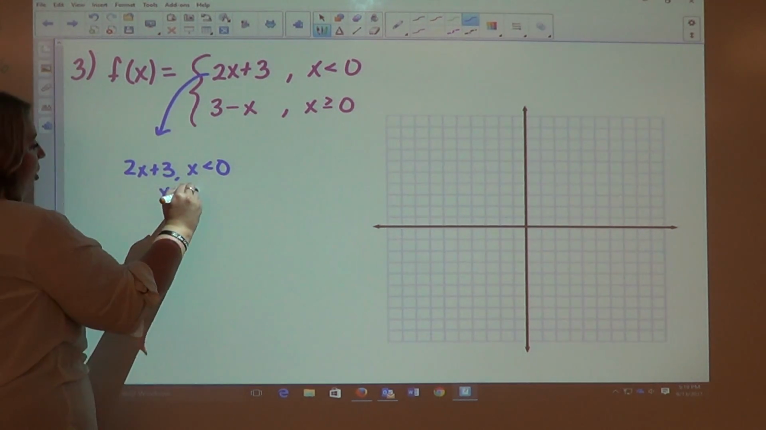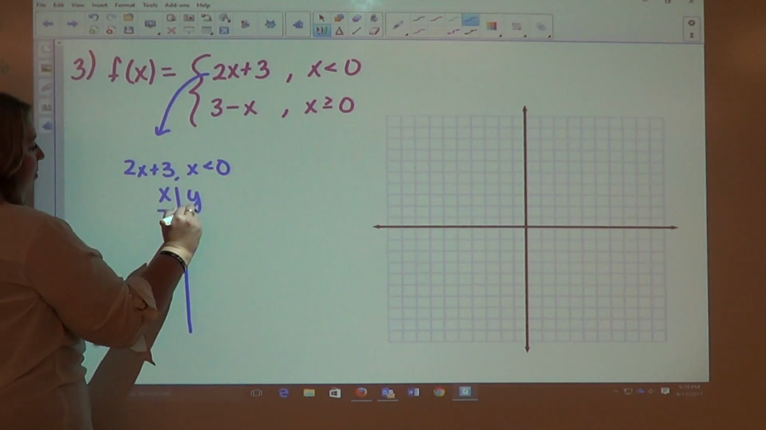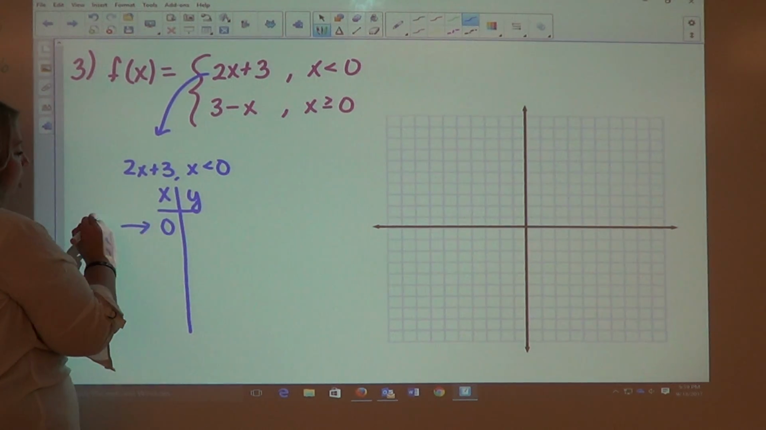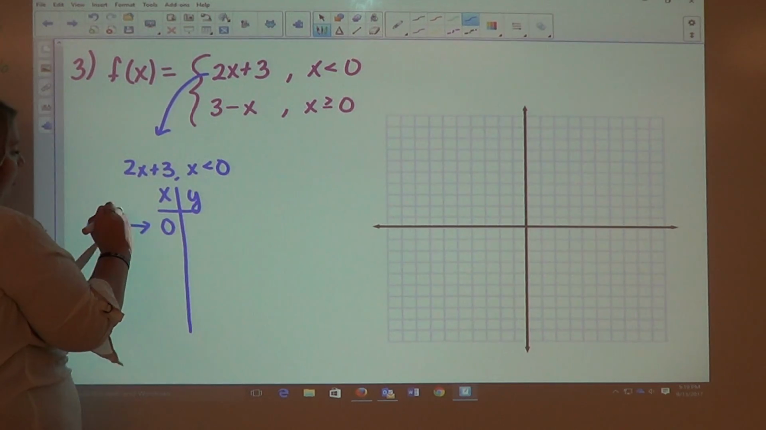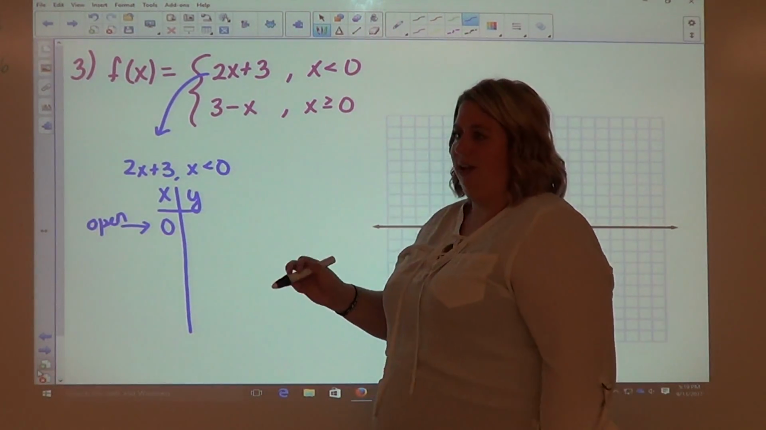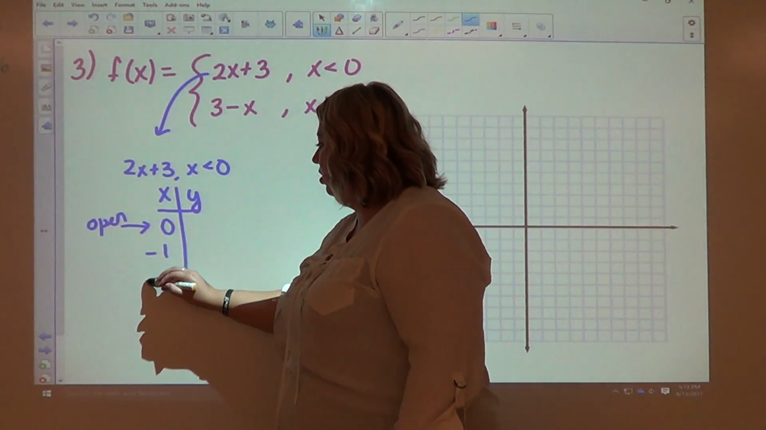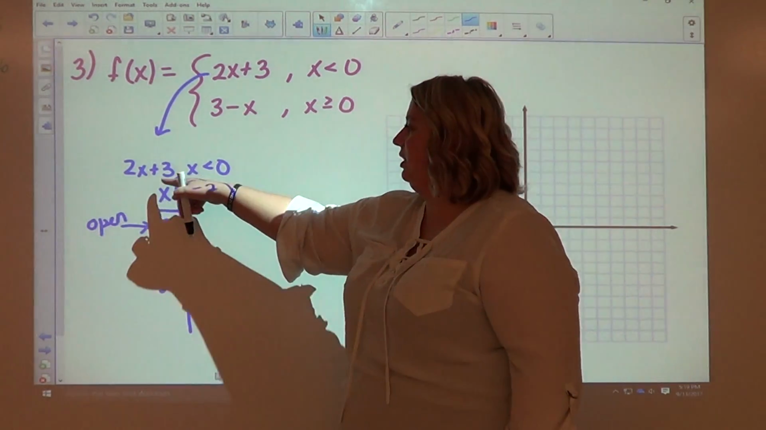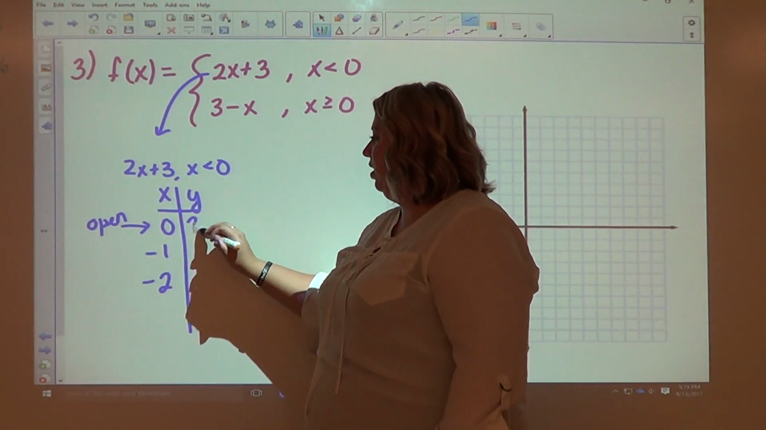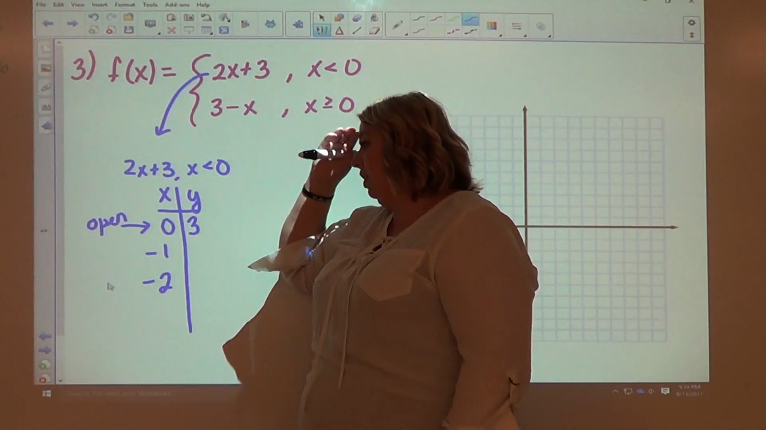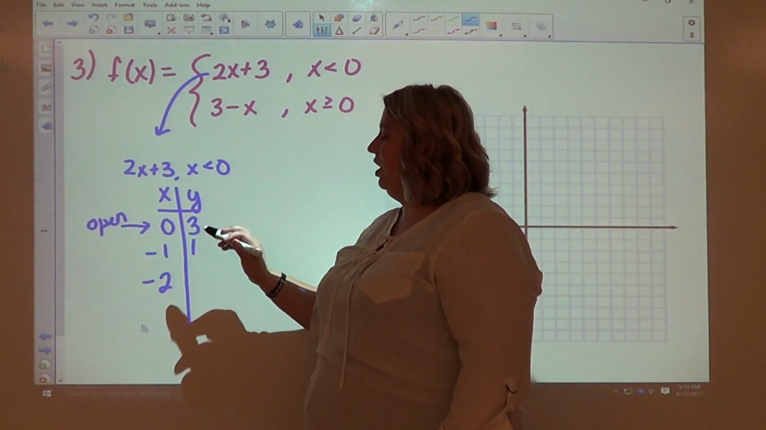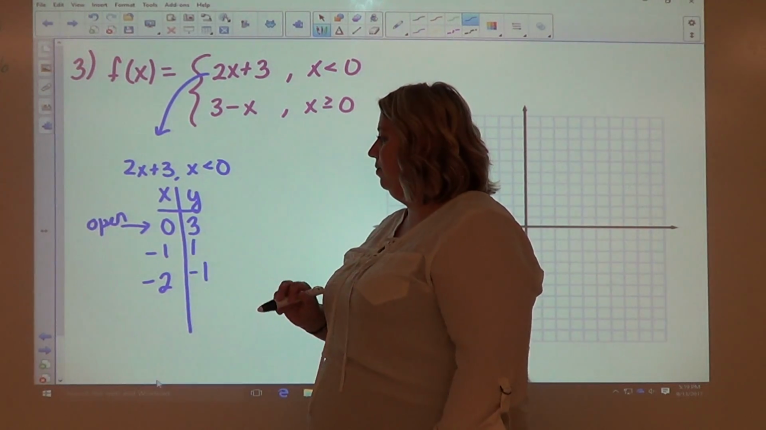I'm still going to plug in 0 because that's a barrier point, okay? But I know that this circle is going to be open because there's no equal to sign. Okay, and then I want numbers that are less than. So just pick a couple numbers that would work, and I'm going to plug them into this equation. So 2 times 0 is 0, plus 3 is 3. 2 times negative 1 is negative 2, plus 3 is 1. 2 times negative 2 is negative 4, plus 3 is negative 1.